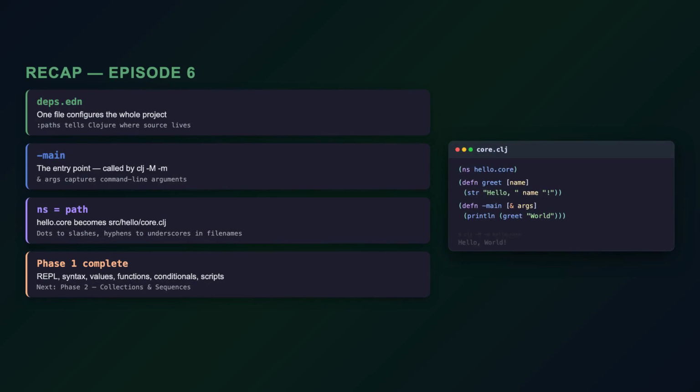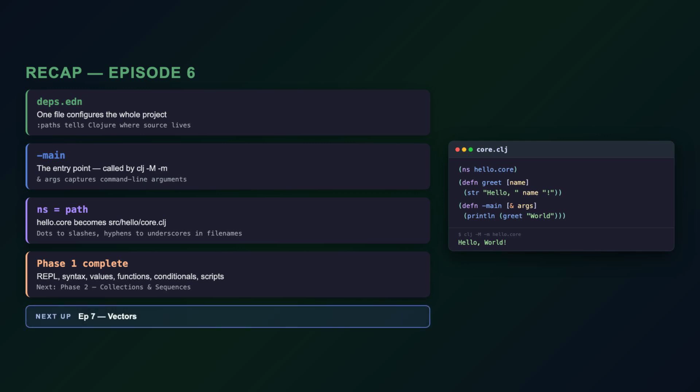Deps.edn configures your project. Paths points to source. -main is the entry point. Namespace maps to file path, dots to slashes. Phase 1 complete. Next up, collections.